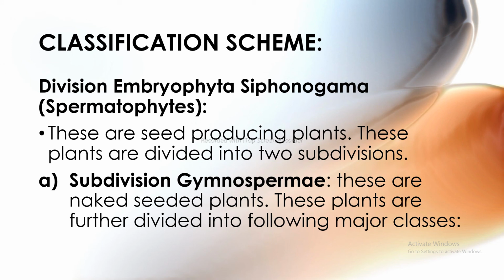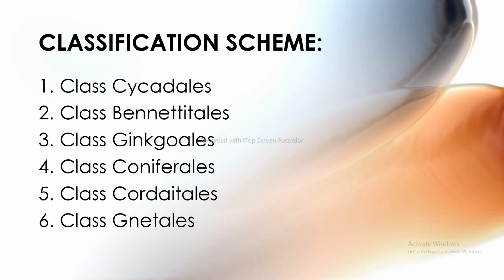Next, I am going to discuss the classification scheme. Division Embryophyta, Siphonogama, spermatophytes. These are seed-producing plants. These plants are divided into two subdivisions. Subdivision Gymnospermae. These are naked-seeded plants. These plants are further divided into the following major classes. The first class is Cycadales and Bennettitales, Ginkgoales, Coniferae, Cordaitales, and Gnetales.